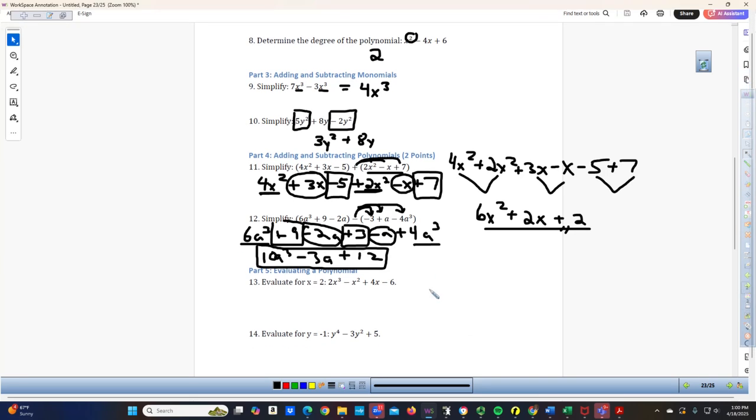All right, so 13 and 14, now we're going to start evaluating, just meaning we're going to plug in values for the variables. And so again, what I always suggest is just rewrite this with the substituting value into the expression, so that you can see what's going on before you start trying to do this.